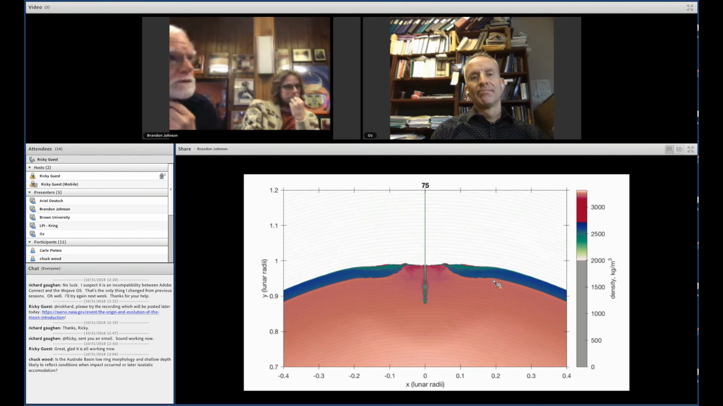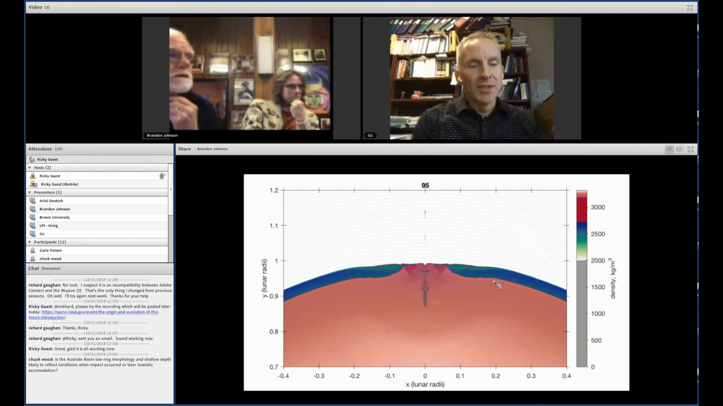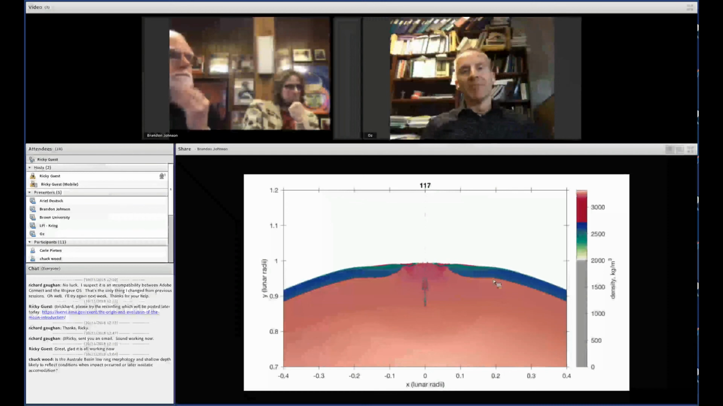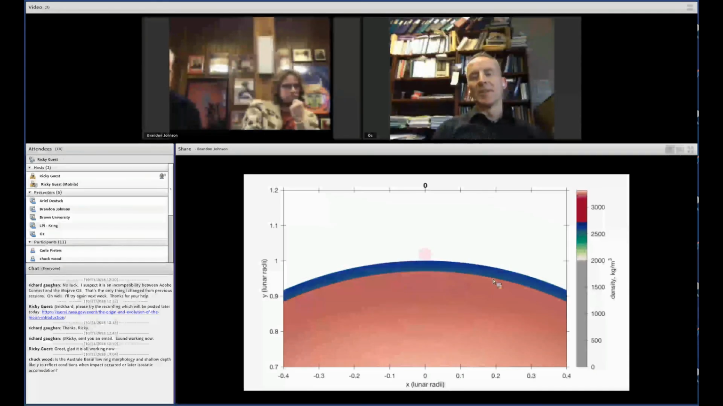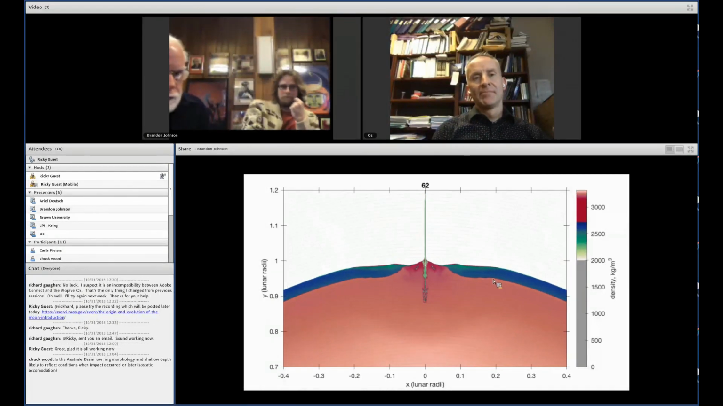Anything to add, Oz? No, I think that's a great answer, and yeah, on a small scale, from looking at sedimentary versus crystalline, we've seen the types of things happen that Brandon has mentioned. So yeah.